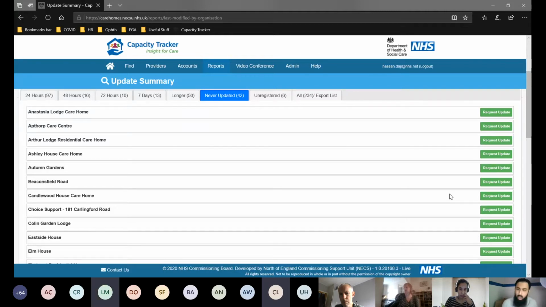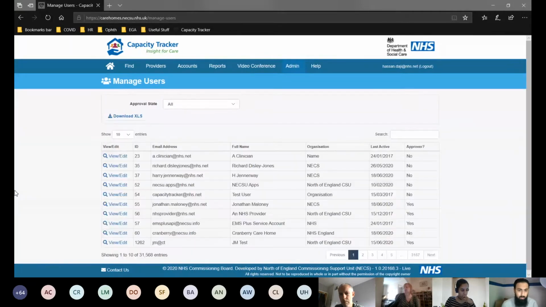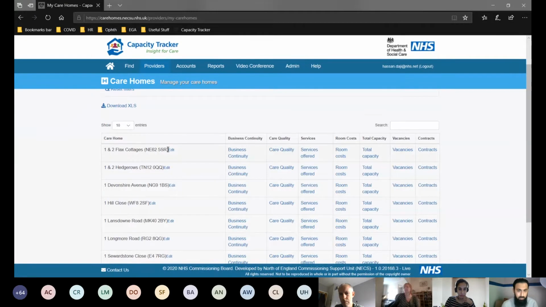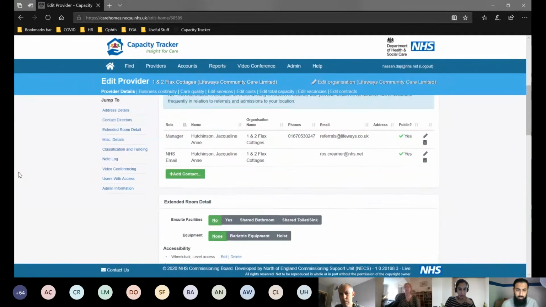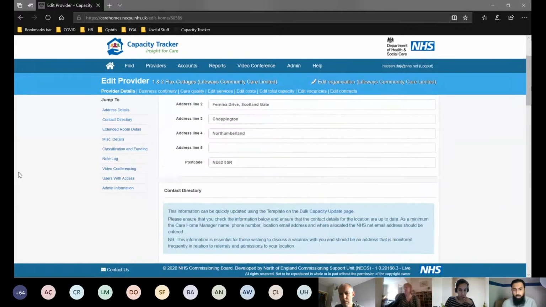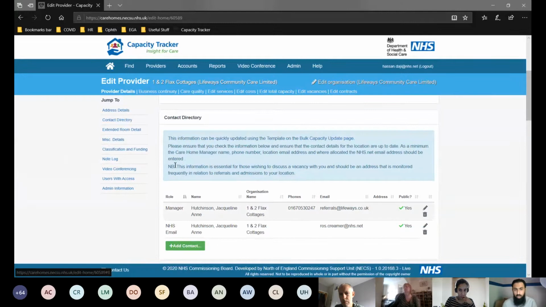Okay. And then can you just tell us how we tell our care homes where to change their email address, please? Yes. Let me have a look. When they go into their home to set it up, this is what it will look like for them. They can amend their email address here. System Champions, you won't be able to see this, but it's fairly straightforward. Is that okay, Lucy? Yeah, that's great. So they go to their provider details, and they go to the contact directory. Okay. Thank you.